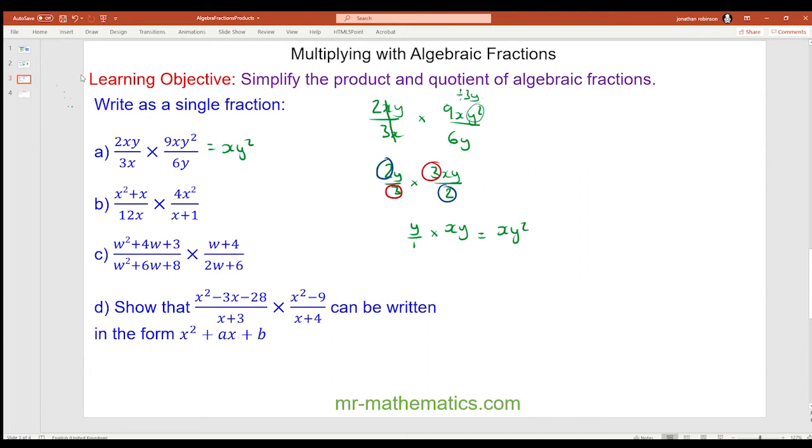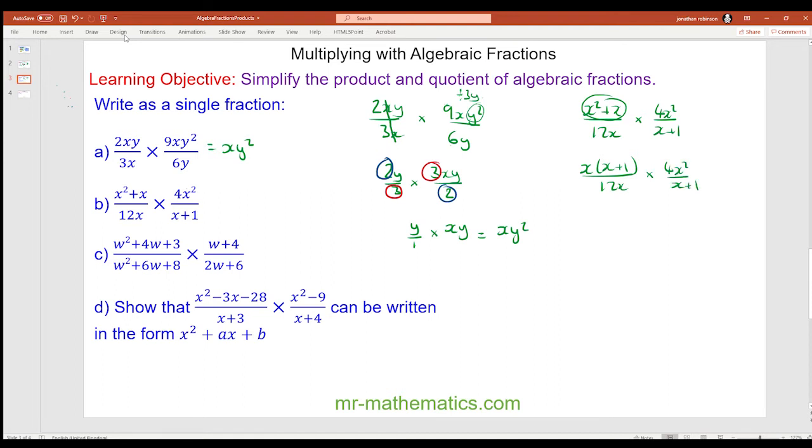So do you want to try question B by pausing the video, and you can unpause it when you're ready? Okay, for question B, we have x squared plus x over 12x multiplied by 4x squared over x plus 1. Before we cross simplify, we can factorize this numerator. So we have x lots of x plus 1 over 12x multiplied by 4x squared over x plus 1.